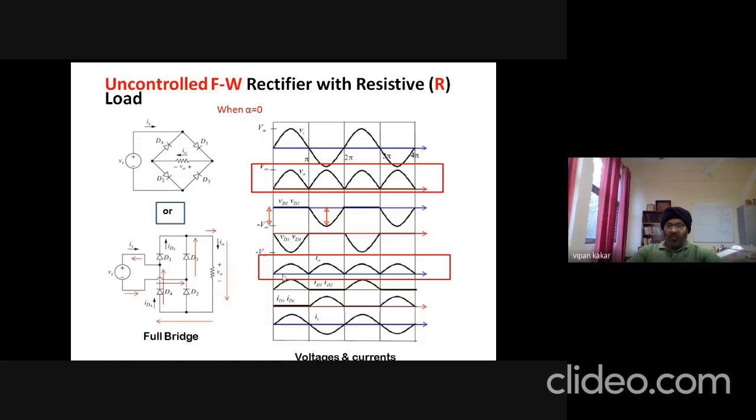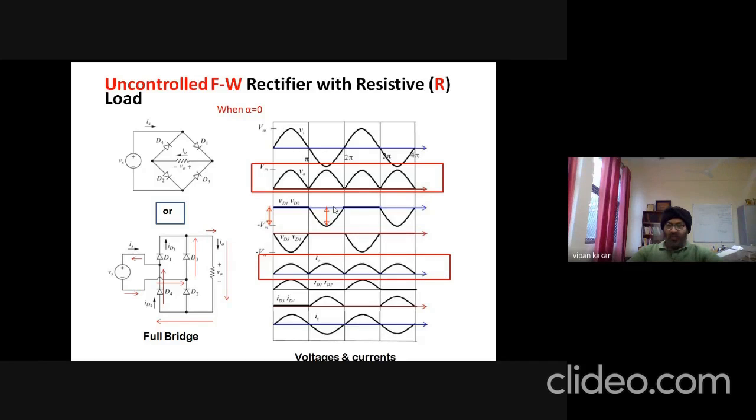So just by looking at this, we can say that now we have converted this half wave rectifier into a full wave rectifier just by adding these diodes in a bridge configuration. So we have two pulses per cycle from 0 to 2 pi.